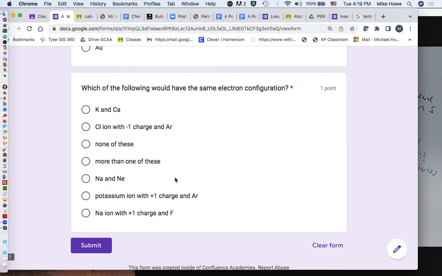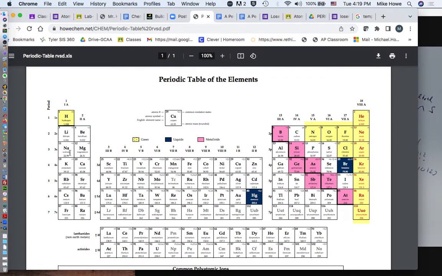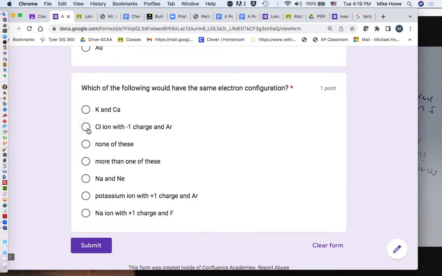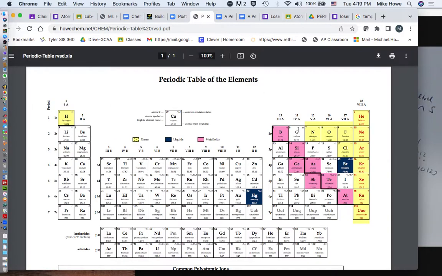So which one of these two would have the same electron configuration? It means it would have the same number of electrons. So potassium has 19, calcium has 20. We know that just by looking at the periodic table. 19, 20, so that's not the answer. Cl with a -1 charge and argon, let's look back at the periodic table. Cl has 17 electrons, but a -1 charge would make it gain an electron. So what is 17? And one more makes 18, which matches argon, so that's going to be your answer.